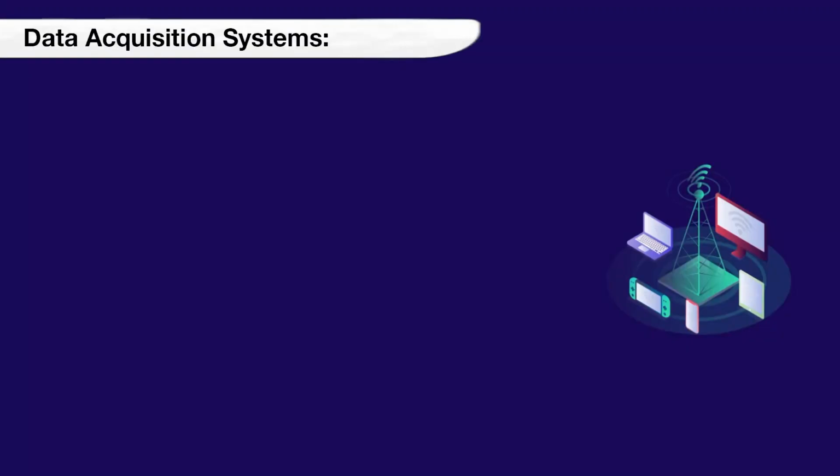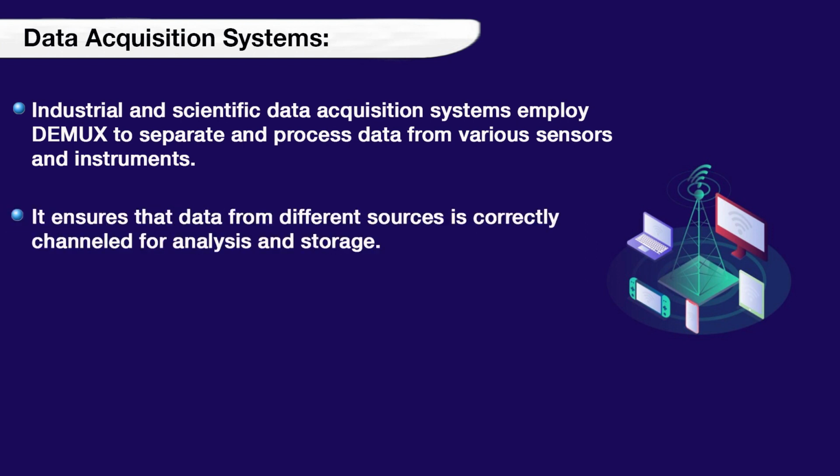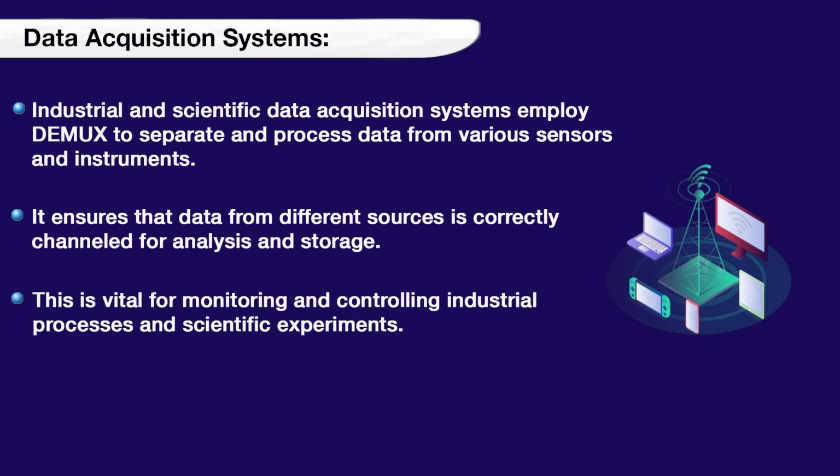They are used in data acquisition systems. Industry-specific data acquisition systems employ DMUX to separate and process data from the various sensors and instruments. It ensures that data from various sources is correctly channeled for analysis and storage. It is vital for monitoring and controlling industrial processes and scientific experiments.